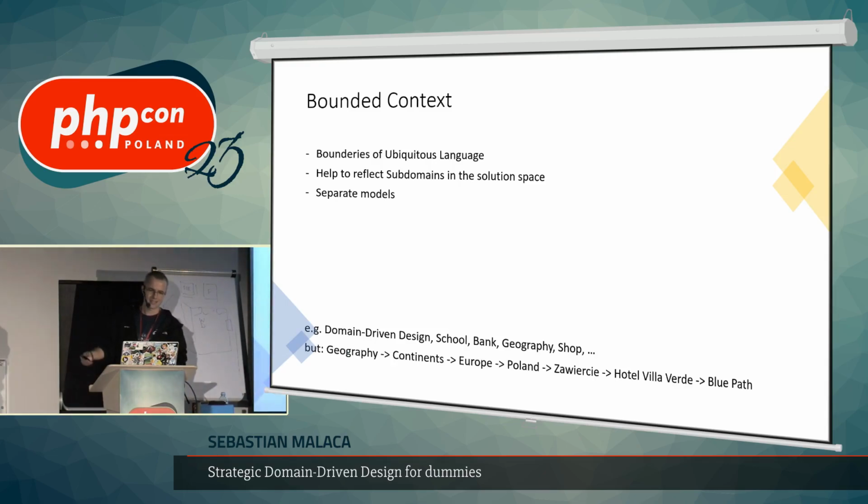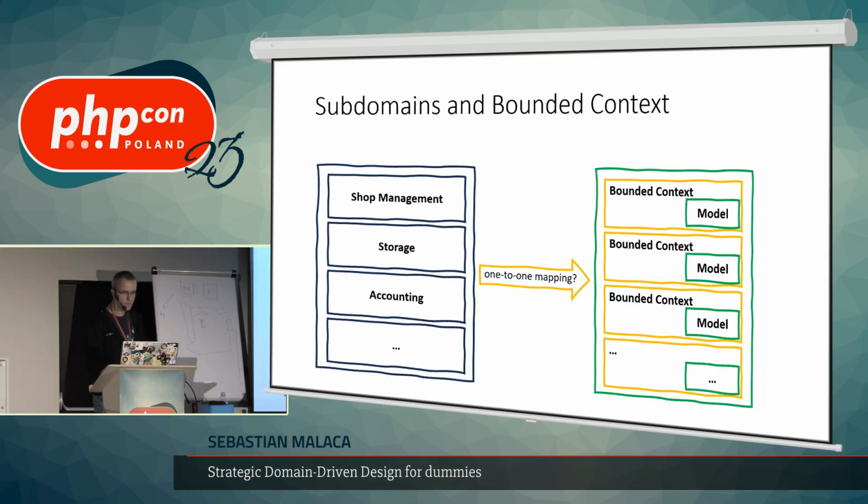But it's not always like that. Sometimes it's all about details. So we've got a context, geography. It's about the whole planet, let's say, mountains, oceans. But we can go into more detail, and we may have a bounded context, continent. Okay, and let's dive in. We are thinking about 7 continents, how they differ from each other. Then we can go deeper. Europe, Poland, Zawiercie, Hotel Villa Verde, Blue Path. Each and every one has its own. Depending on the amount of detail, it can be a different context. So this is also a tricky one.